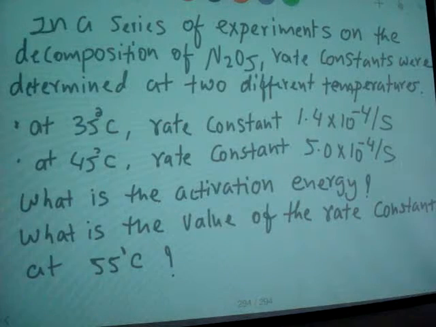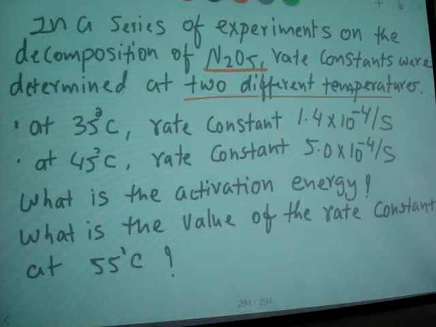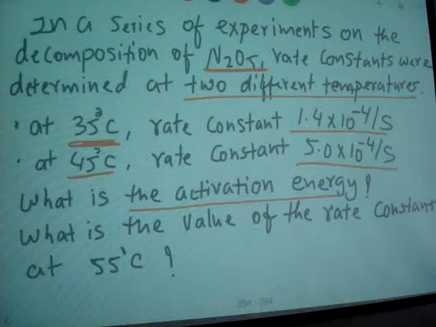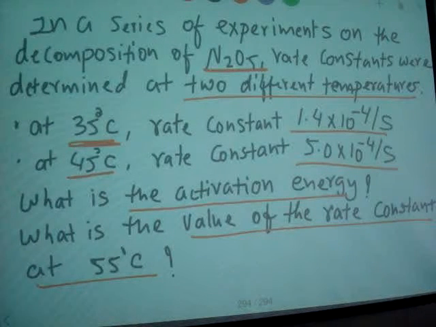Alright, so let's go for the next example. In a series of experiments on the decomposition of dinitrogen pentoxide, rate constants were determined at two different temperatures. At 35 degrees Celsius, the rate constant is 1.4 times 10 raised to minus 4 per second, and at 45 degrees Celsius, the rate constant is 5.0 times 10 raised to minus 4 per second. We need to find the activation energy, and we need to find the value of the rate constant at 55 degrees Celsius. So there are actually two sets of problems. First, we need to find the activation energy, and second, we need to find the rate constant.